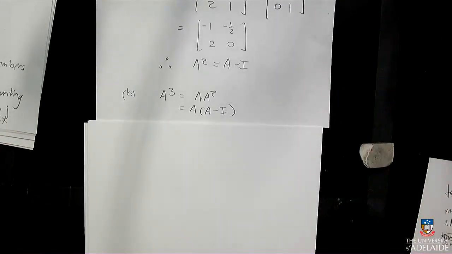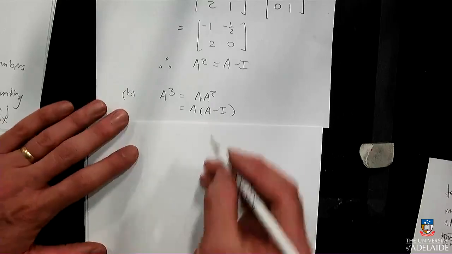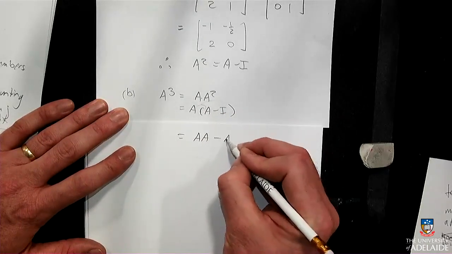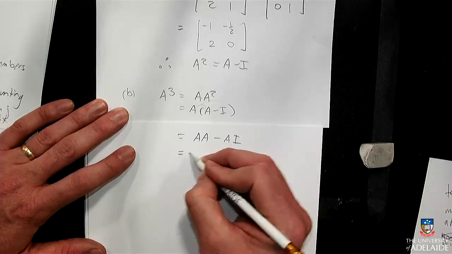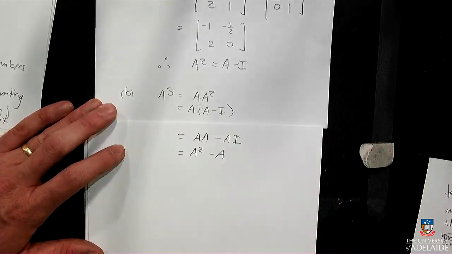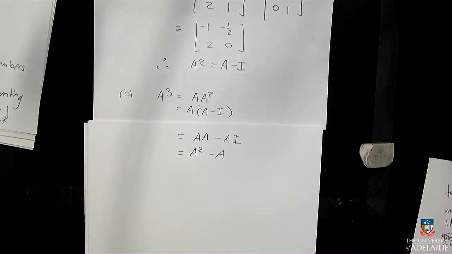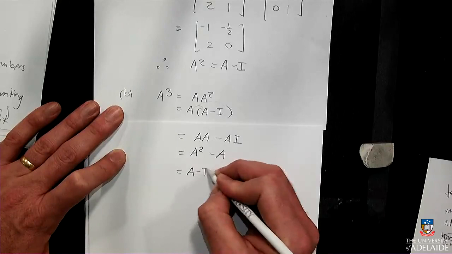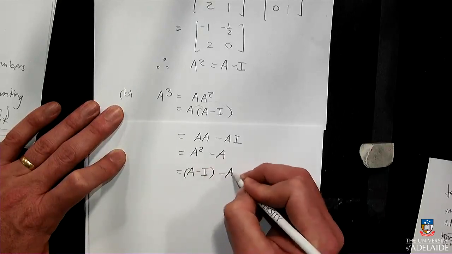And A times A minus I, well, I'm allowed to do the distributive law. I can multiply this by both of these things, and so that would be A times A minus A times I. And I know that A times A is A squared. And I know that A times I is A, because that's how I works. When you multiply by I, it doesn't change. Cool. Oh, and I know what A squared is. A squared is A minus I. So I can replace that.